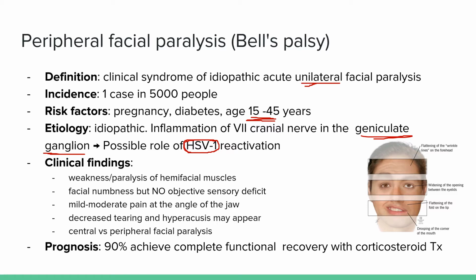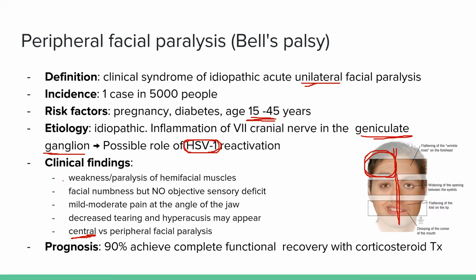There is a relation with this virus, with this infection. Some of the clinical findings we can expect is weakness or paralysis of hemifacial muscles. This includes all the muscles of the face, and this is to differentiate it from central facial paralysis when there is usually sparing of the area in the forehead.